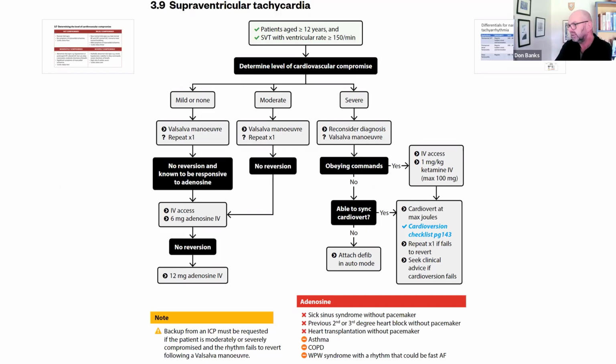I don't know if you've had other experiences, Amanda. No, very much similar. And one of the questions to ask patients prior to getting them to do a Valsalva manoeuvre is, have they done one before? Has it been successful? If they've ever had to have adenosine, they'll tell you very quickly they don't want that again. So they will try even harder.